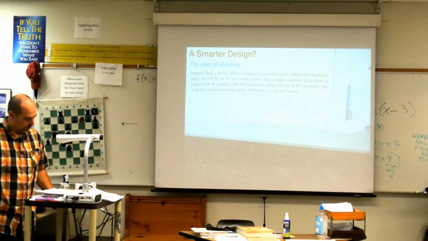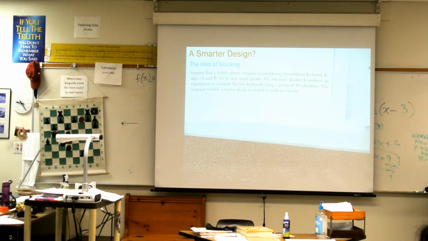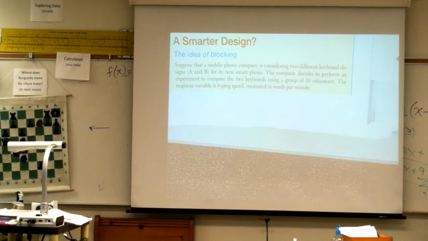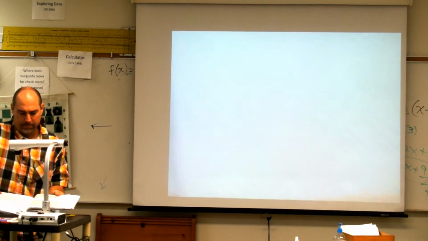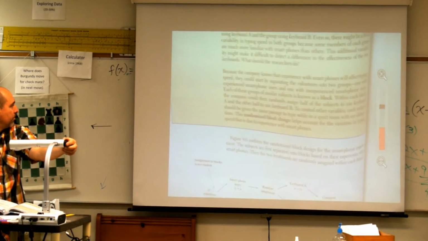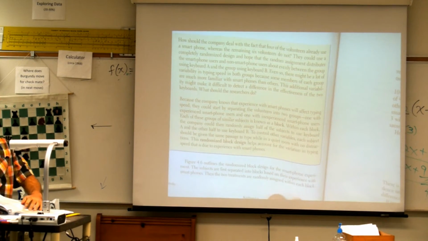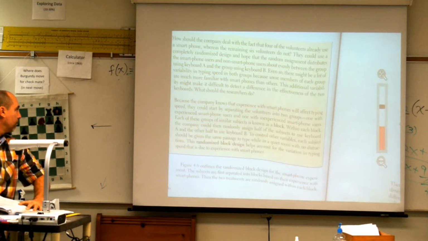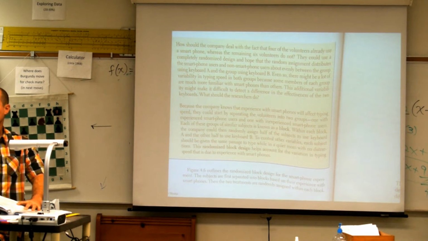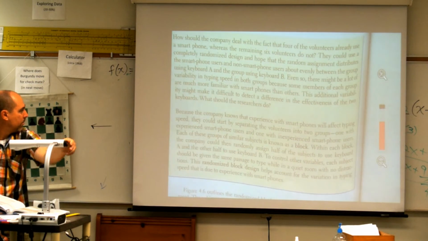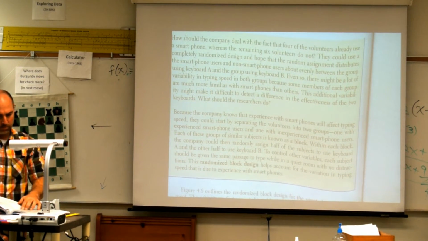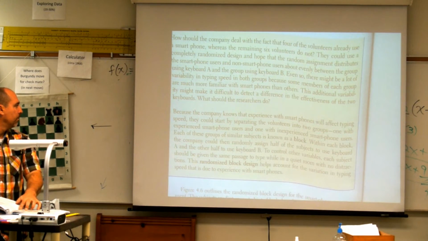A smarter design? The idea of blocking. Suppose that a mobile phone company is considering 2 different keyboard designs, A and B, for its new smartphone. The company decides to perform an experiment to compare the 2 keyboards using a group of 10 volunteers. The response variable is typing speed, measured in words per minute. How should the company deal with the fact that 4 of the volunteers already use a smartphone, whereas the remaining 6 volunteers do not? They could use a completely randomized design and hope that the random assignment distributes the smartphone users and non-smartphone users about evenly between the group using keyboard A and the group using keyboard B.